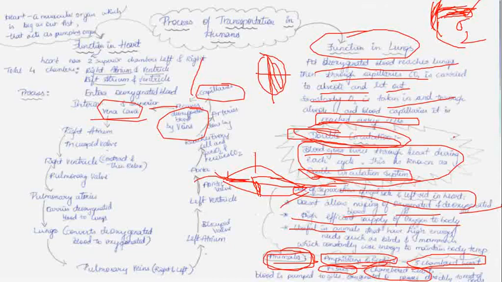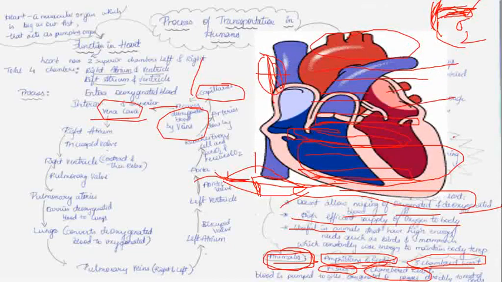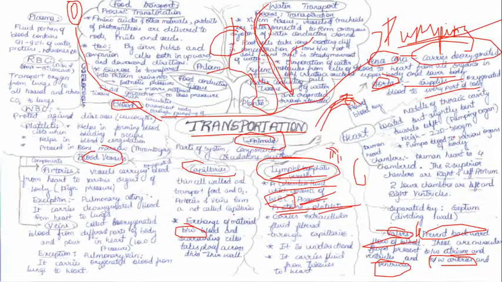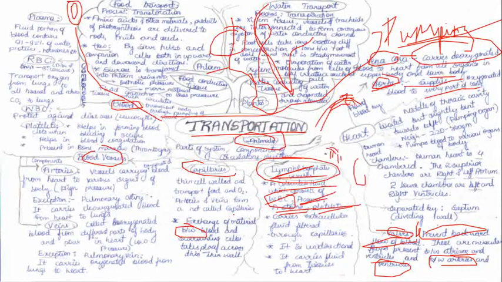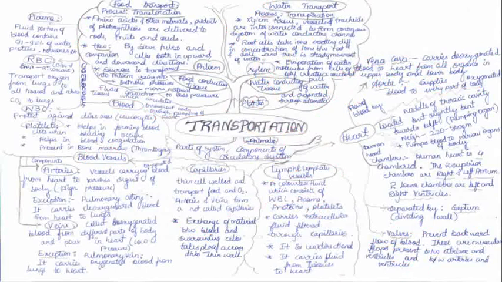So we have studied how the transportation system takes place in humans. Now let us study the transportation system in plants. This session is going to be quite long, so let us start the transportation system in plants.